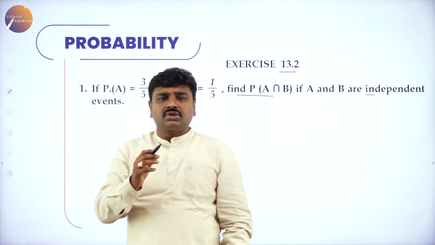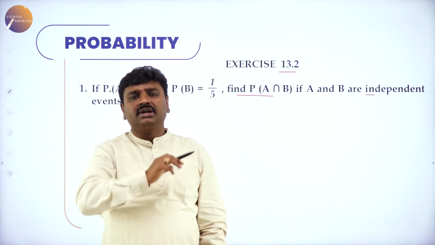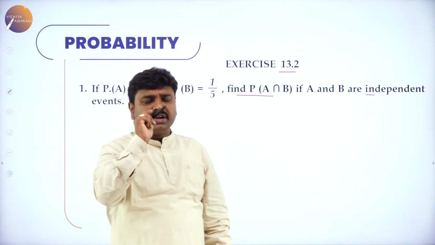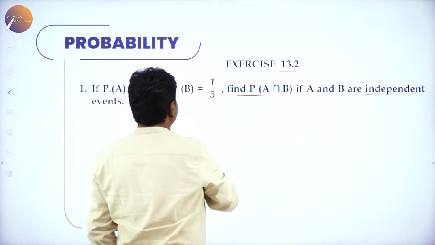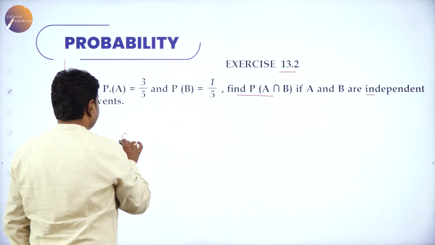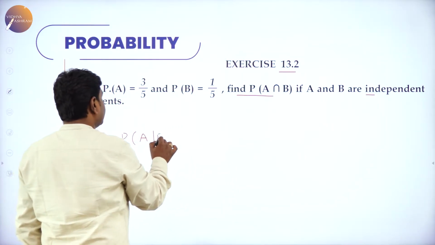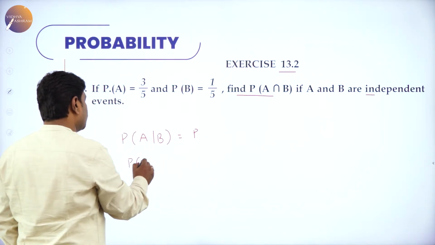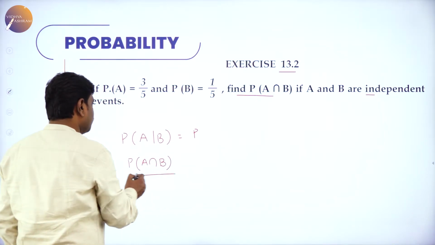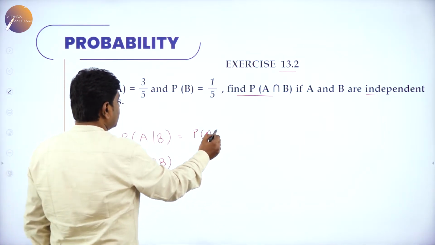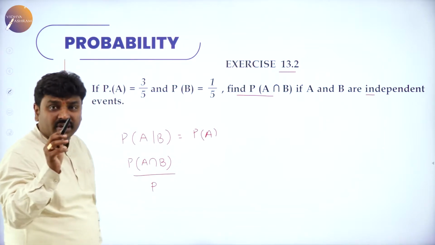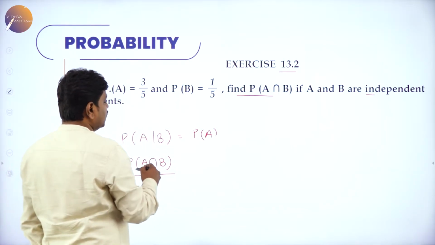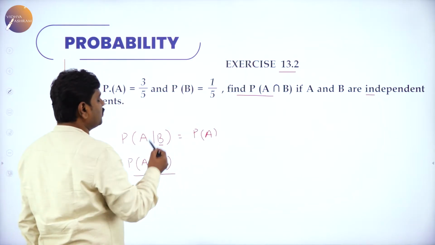So dear students, two events are said to be independent if occurrence of one does not depend on occurrence of other. Very important format is, if two events are independent, P of A by B is same as P of A. But you know, P of A by B is what? P of A intersection B divided by P of B. This is same as P of A. Independent means occurrence of one does not depend on other. So probability of A when B occurred is same as probability of A because it does not depend on B.